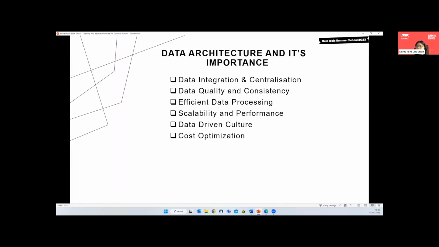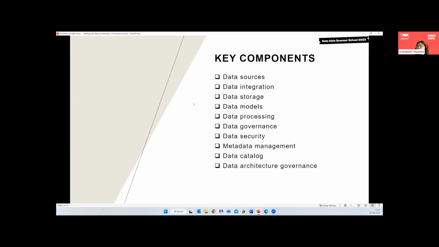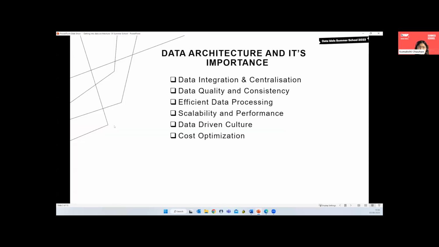Right, let's get started. So what is data architecture, and why is it important? Data architecture helps ensure that the data is effectively collected, stored, processed, and made accessible to support data-driven decisions. It refers to the design, structure, and organization of an organization's data assets. Now, when I say data assets, it means data sources, data storage systems, data models, data integration, and processing workflows.